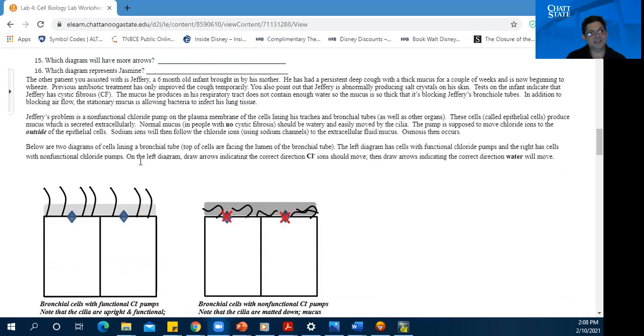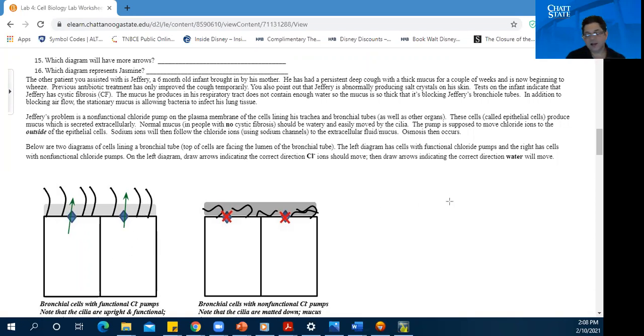For this next case study with Jeffrey with cystic fibrosis, it's describing a functional chloride pump where there's no pathology, which would mean that you would clearly just be pumping out that chloride ion. Let me just give a color here. The chloride pump will be pumping chloride ions out, right? In a natural state, in a healthy state. So that means chloride is being pushed out of the cell.